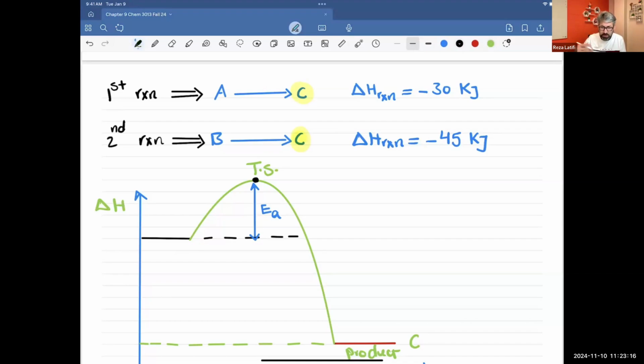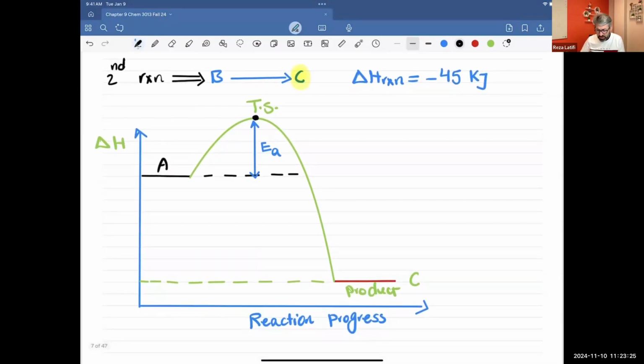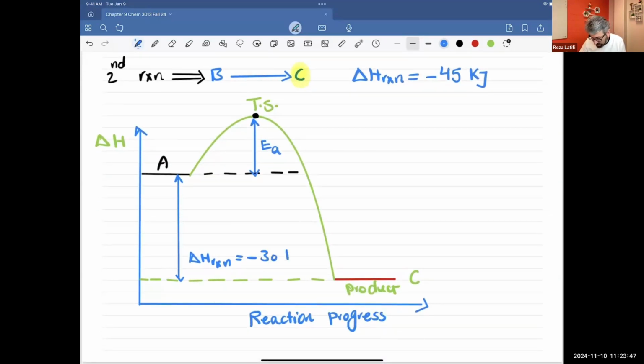A or B. Imagine I decided to go with the first one, and I'm going to call this one A. So A is turning to C. The gap between A and C, we call it the delta H. So I'm going to show the delta H. This is the gap between them. Delta H for this reaction is equal to minus, we said, 30 kilocalorie per mole.